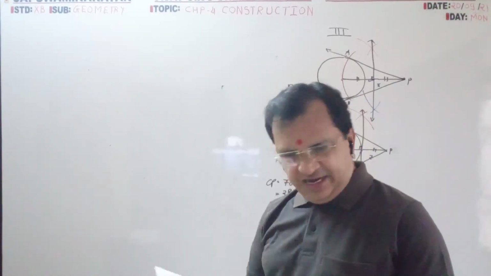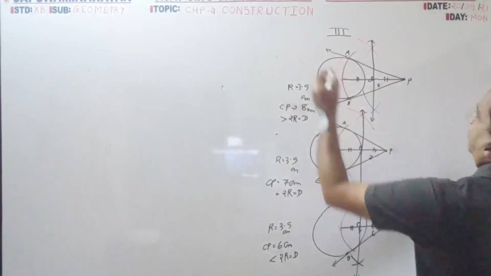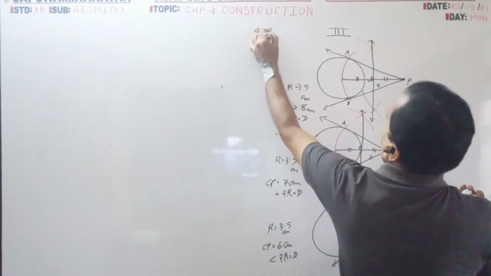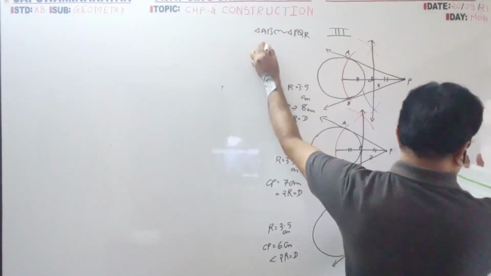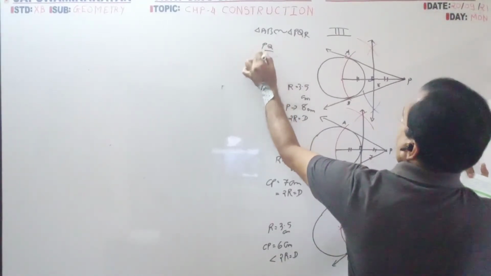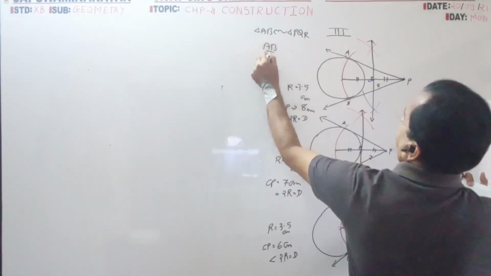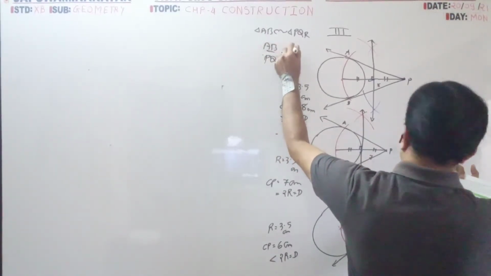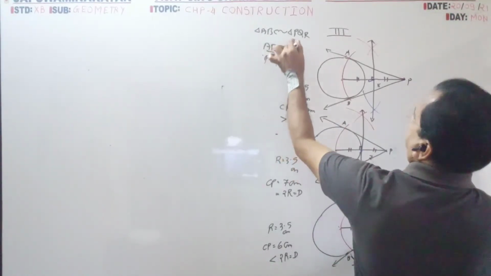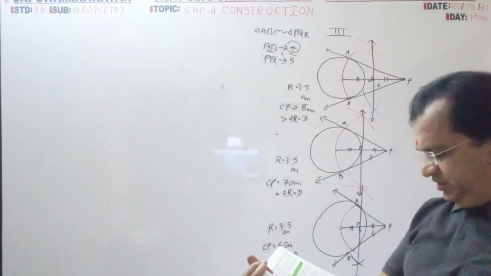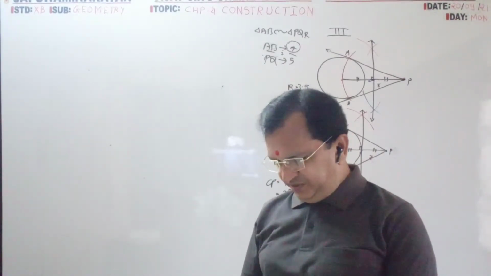And they have given triangle ABC similar to triangle PQR. So it is given AB by PQ is 7 by 5. So AB is 7, PQ is 5. So which is bigger? This is bigger. Observation. These three are the MCQs. The rest are just changes of these.